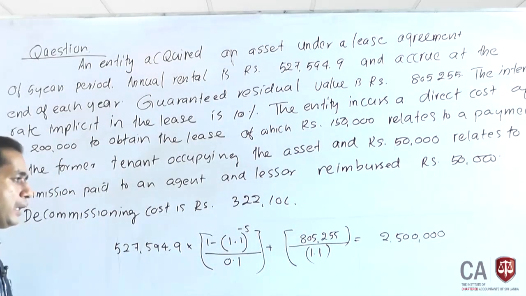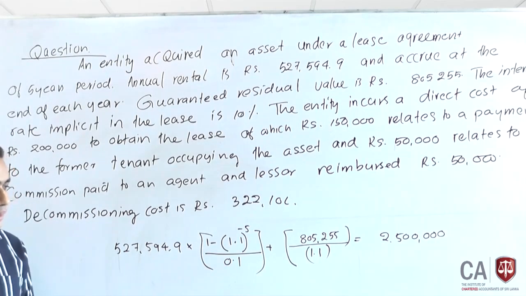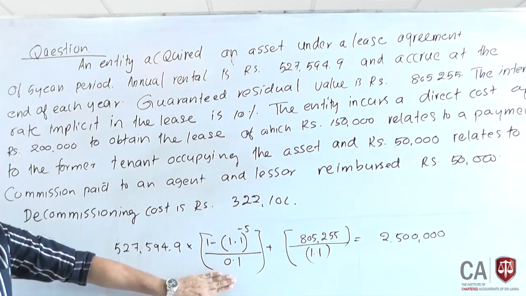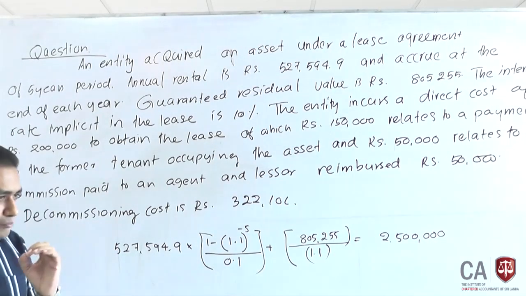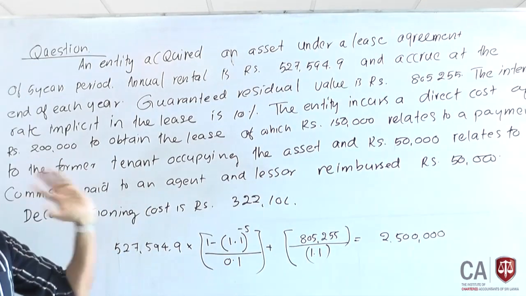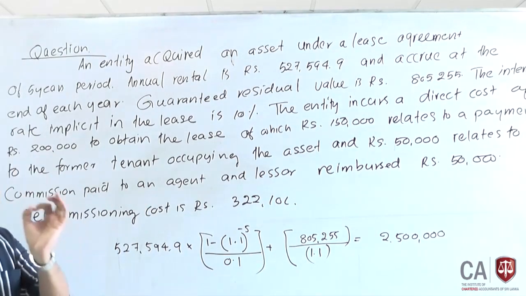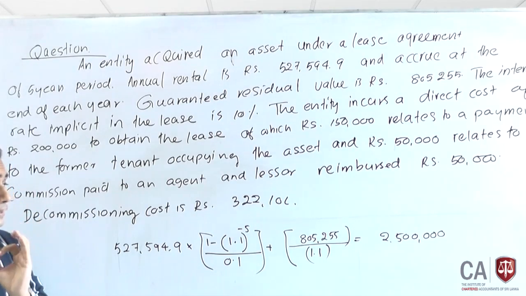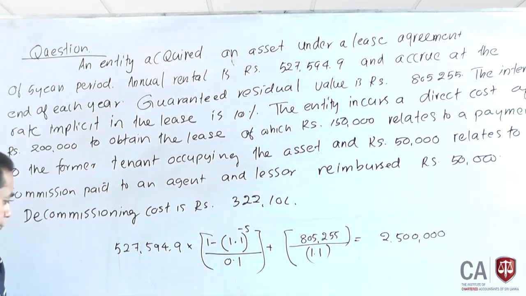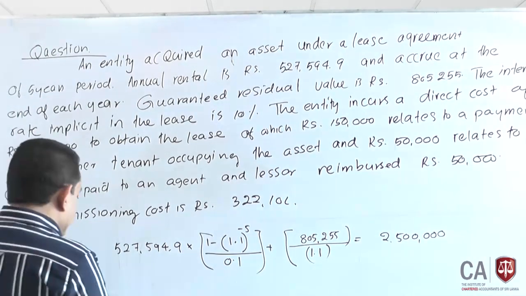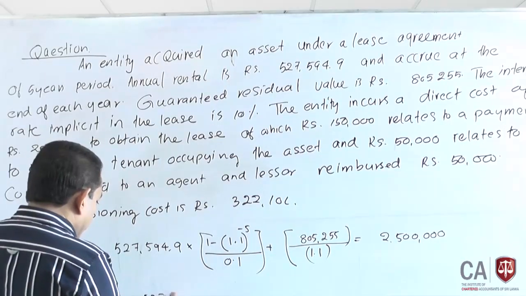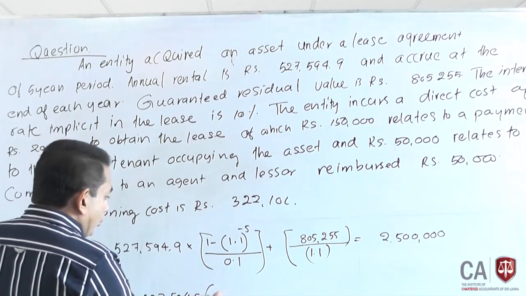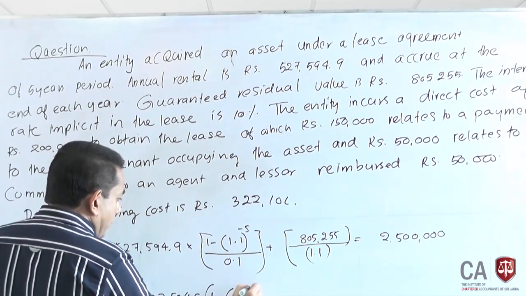Now, in case, in a separate question, you were supposed to determine the interest rate implicit in the lease without the rate being given. All the facts were given in the question, asking for the interest rate in the lease to be calculated. Then what you can do is, the examiner has to give you the asset value to be 2.5 million rupees. This is equated to 527,594.9 times 1 minus 1.1 to the power minus 5.